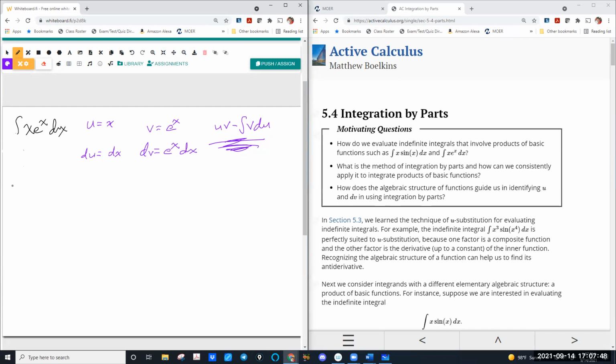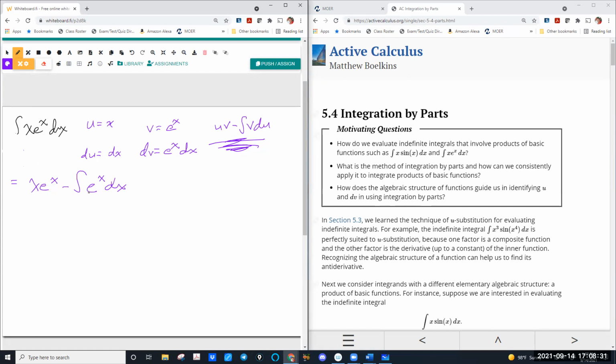But we just follow this pattern. So uv, so x e to the x, minus the integral of v du, e to the x dx. Now, here's something I want to point out. Notice there's no integral symbol in front of the x e to the x. It's done. This is part of our final answer. We don't need to do anything else with this. If there's constants, we might simplify them if need be, but we don't need to do any more integrating or derivation with this. This is done. Now we focus on this integral.